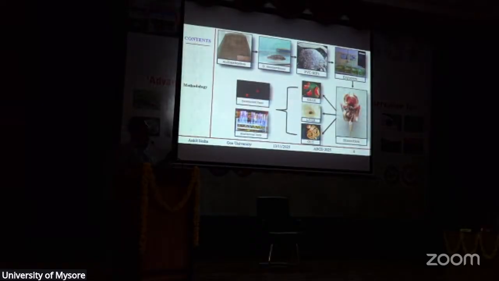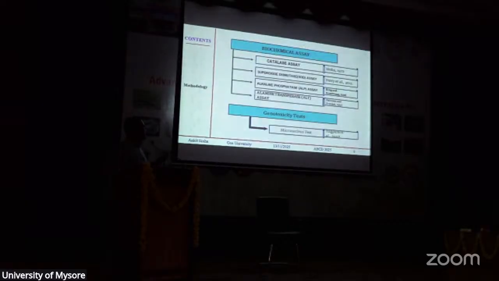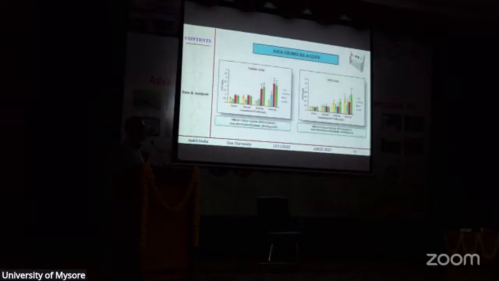Basically, the fishes were exposed to PVC microplastic, and then they were dissected and different organs were removed. After removing the organs, further tests like toxicity tests and biochemical tests were performed. The biochemical tests performed were the catalase test, superoxide dismutase, ALT and ALP tests, and the genotoxicity test was the micronucleus test. Some more tests were performed besides these.